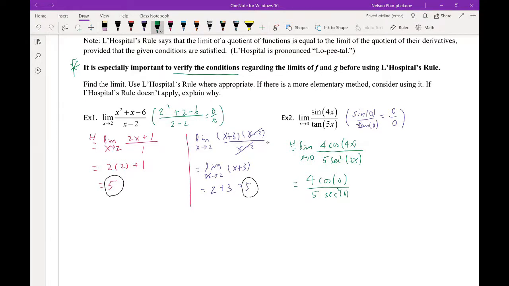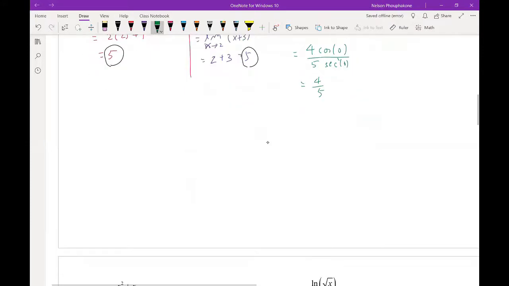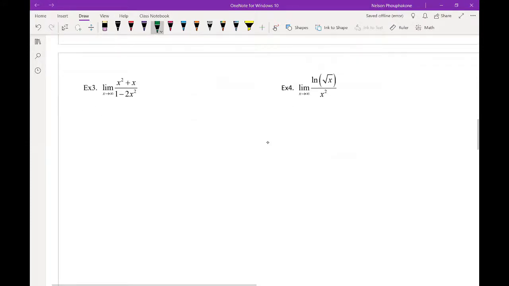And then we know that cosine of 0 is 1, secant of 0 is also 1. So my answer will be 4 over 5 now. Okay, so then let's try another one.